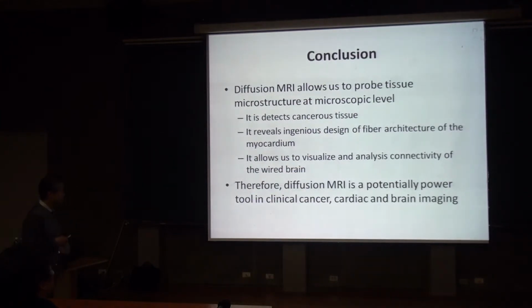So, conclusion. I hope I can explain to you the diffusion MRI technique and let you know that this technique is very interesting. It can detect cancer tissue and also reveals ingenious design of the fiber architecture of the heart. And also we can use it to analyze the connectivity of the wired brain. So diffusion MRI is an interesting technique to work on. And it's still evolving.